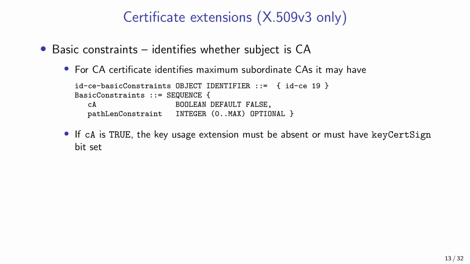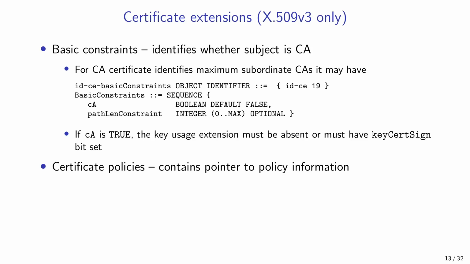If the CA flag is true, the key usage extension must be absent or must have the key cert sign bit set. Okay. There have been incidents where a CA has incorrectly set the CA flag, effectively allowing the recipients of the entity certificates to act as a CA. For example, to issue other entity certificates and perform man-in-the-middle attacks. So this flag has to be handled very carefully.